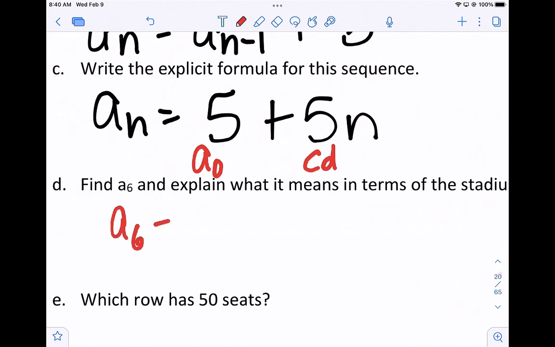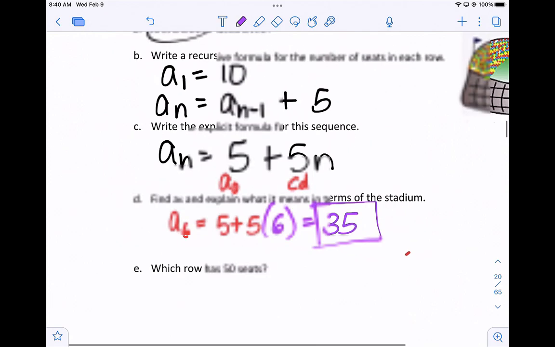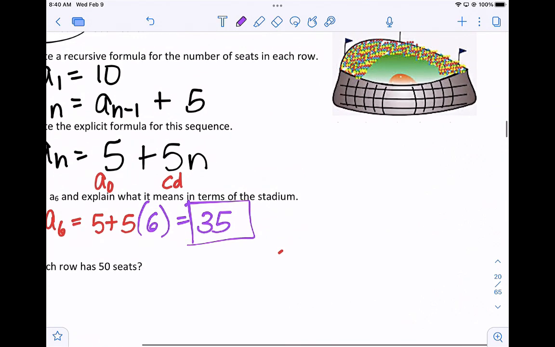So a sub 6 equals 5 plus 5n, and now instead of n, we can type in a 6 because we're trying to find the 6th row here, and then solve. So 5 times 6 is 30, 30 plus 5 is 35. So a few ways to get the answer. You can use the explicit form, you could program into your calculator, or you could just add 5 and keep getting the terms of your sequence. So what this means is there's 35 seats in the 6th row.